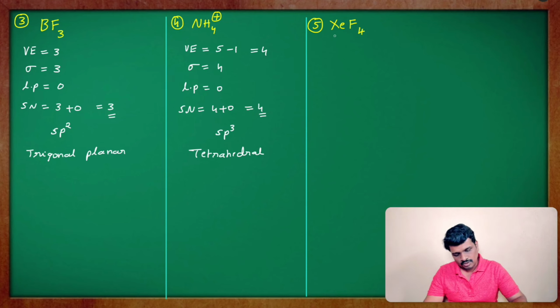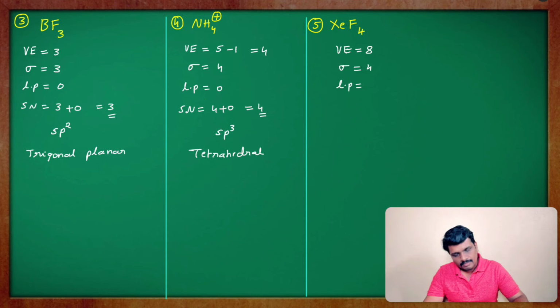In XeF4, the central atom is xenon and the valence electrons in the xenon is 8. Why? This belongs to inert gas, right? Inert gas group. So outermost valence electrons are 8. Is there any sigma bonds? Yes. How many? 4, right? Because 4 terminal fluorine atoms are present.